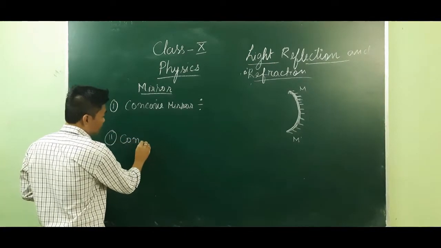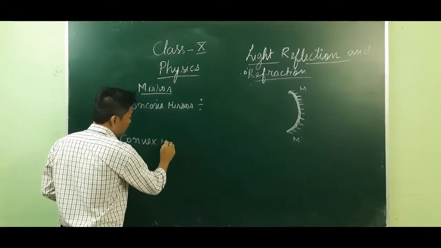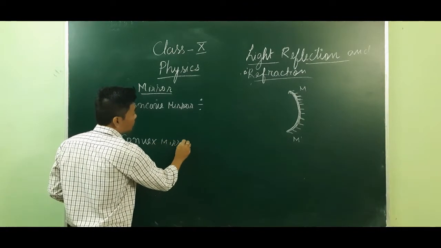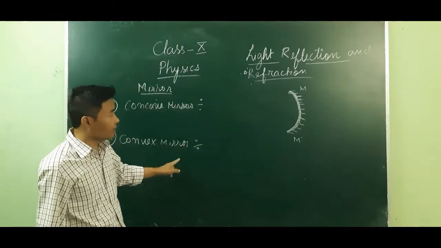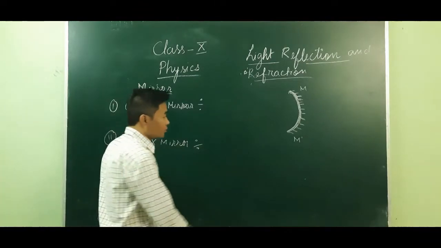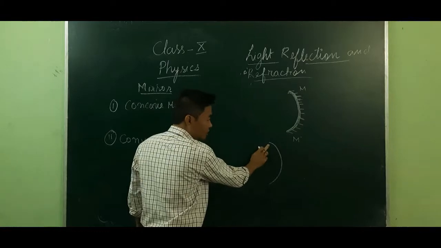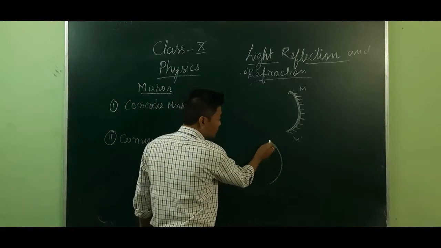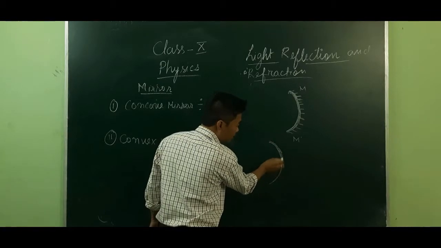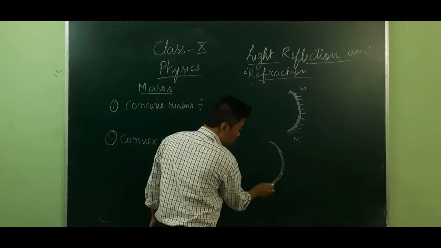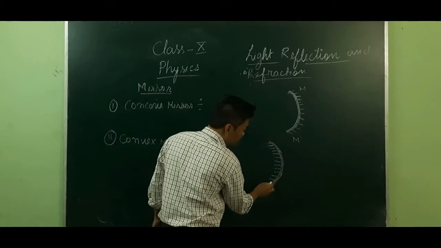Convex mirror. Same definition, a little bit of change here. A mirror whose reflecting surface is outside the curve. So this is the curve. Okay, so this is inside the curve, this is outside the curve. So it means the glass part, the reflecting surface, is outside. Inside is protected with silver so that the light will not pass through.